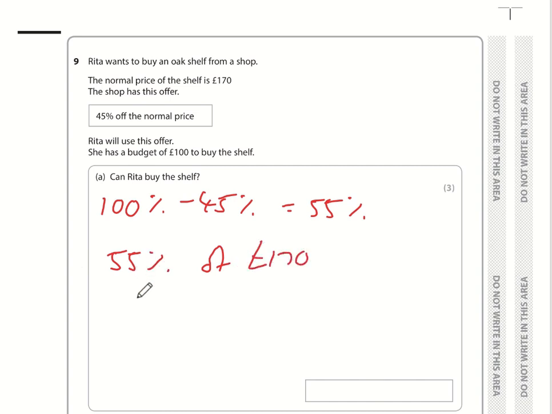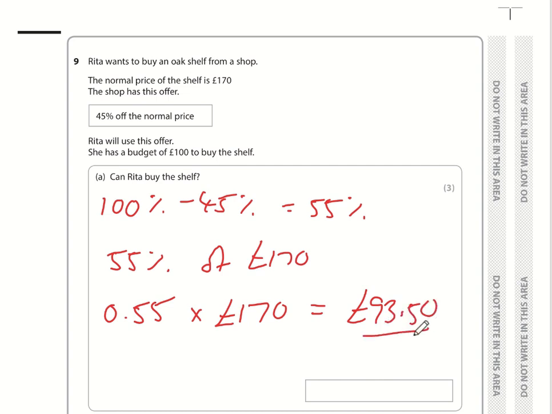So we need to work out what our percentage multiplier is for 55%. It is 0.55, and that's what we multiply 170 by. This number here is the decimal equivalent of 55%. It is this number here divided by 100. 0.55 multiplied by 170 is £93.50, so that's how much it will cost.